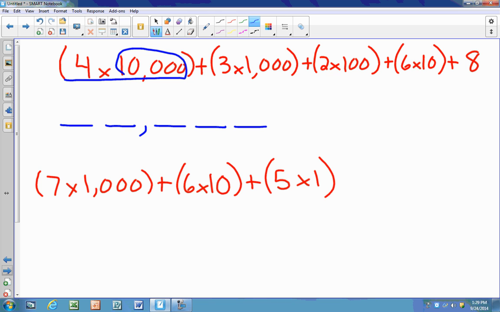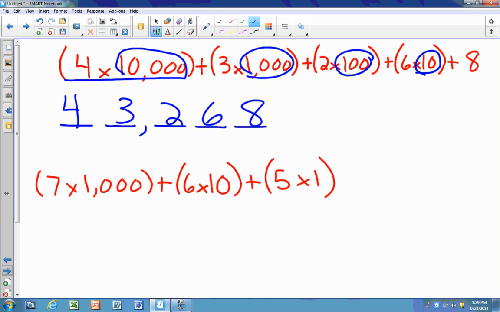So in the 10,000s place, I have a 4. Then I find the thousands place, I have a 3. Then I find the hundreds place, there's a 2. Then I find the tens place, there's a 6. And the last digit is an 8. And now I've made my number of 43,268.